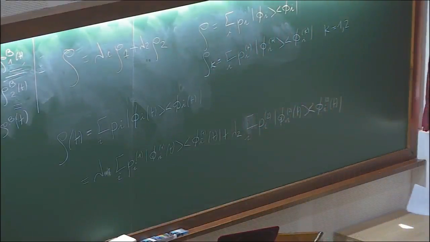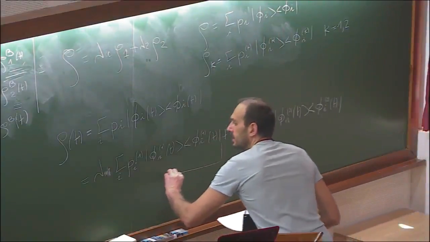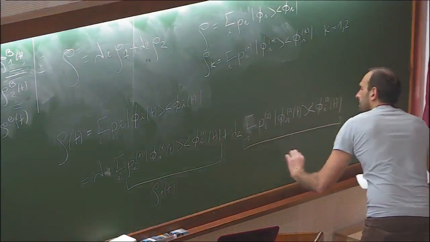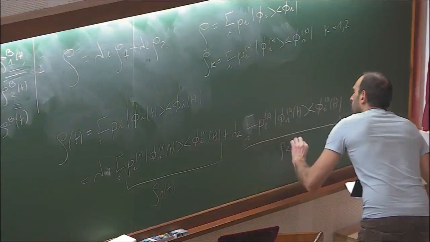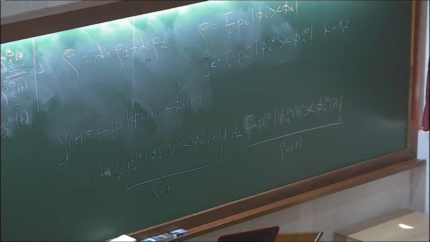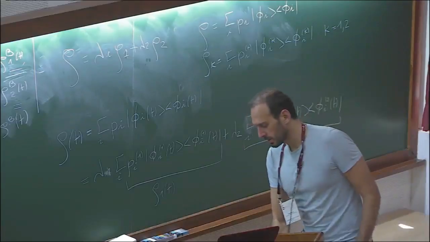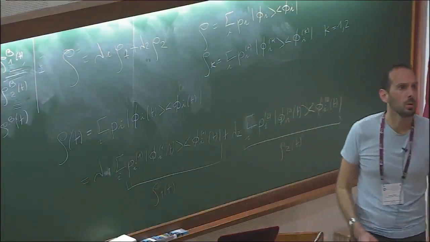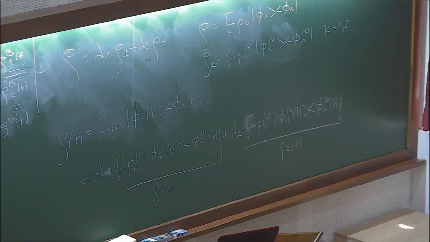It's just the same story. But this is rho 1 of t, and this is rho 2 of t. And you see that rho of t is equal to lambda 1 rho 1 of t plus lambda 2 rho 2 of t. So it's a trivial thing, linear. It comes out basically for free. So it's the same story as with the collapse. The collapse is nonlinear at the level of the wave function.